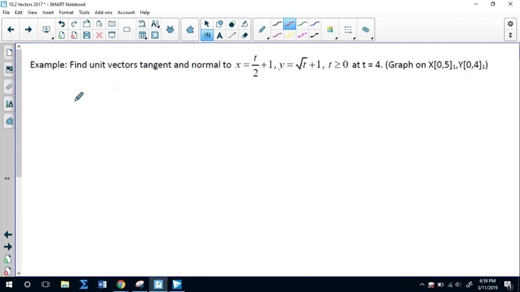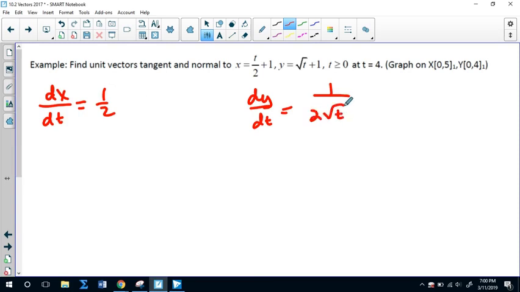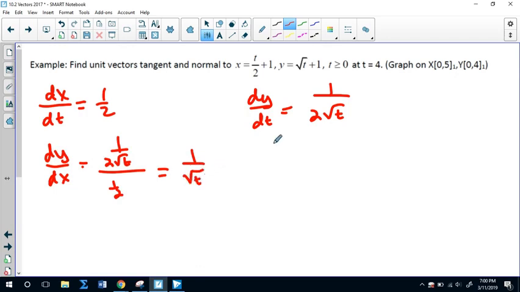So this one says find unit vectors tangent and normal to the curve. I'm going to start by taking the derivative of x with respect to t and the derivative of y with respect to t. So dx/dt is a half, and dy/dt becomes 1 over 2 square root of t. That means dy/dx will be 1 over 2 root t over a half, which is just 1 over root t. I want to evaluate this when t equals 4, according to the problem. So that gives me 1 over 2. So my slope is 1 over 2.